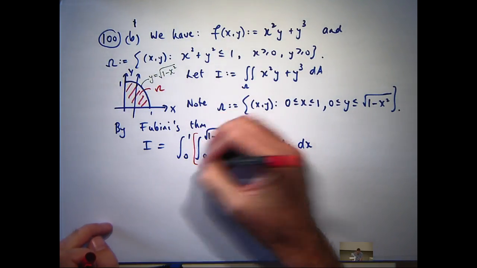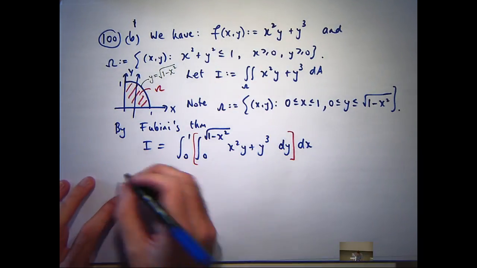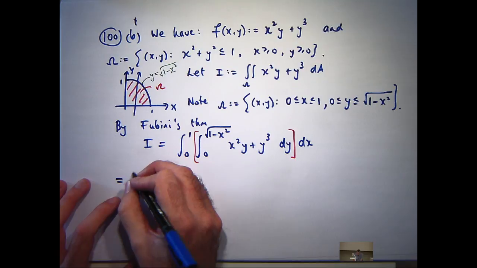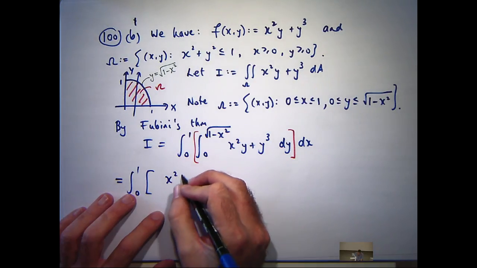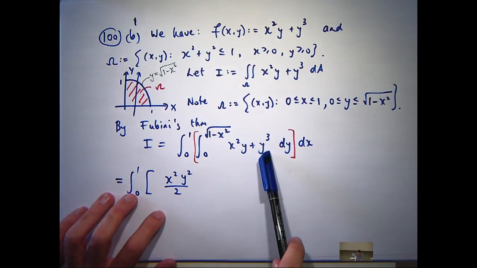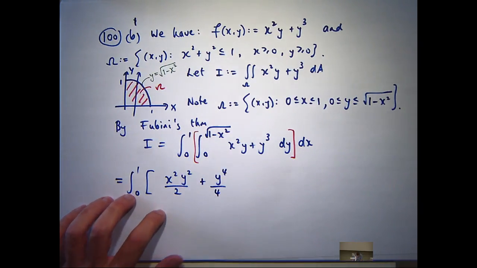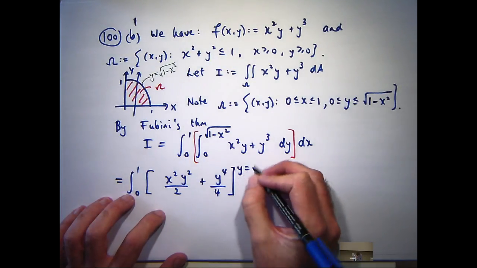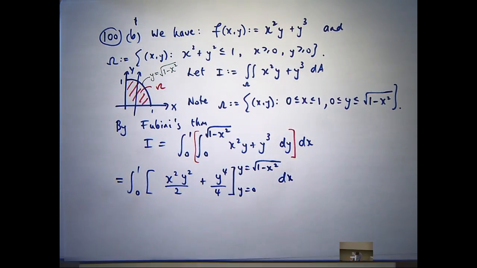You do the inside integral first. So you imagine all the x's are constants, you integrate with respect to y, plug in the limits of integration. Then you move to the outside integral, integrate everything with respect to x. So let's do this. If I integrate with respect to y here, I'm going to get x squared y squared on 2, and this is going to go to y to the 4th on 4.